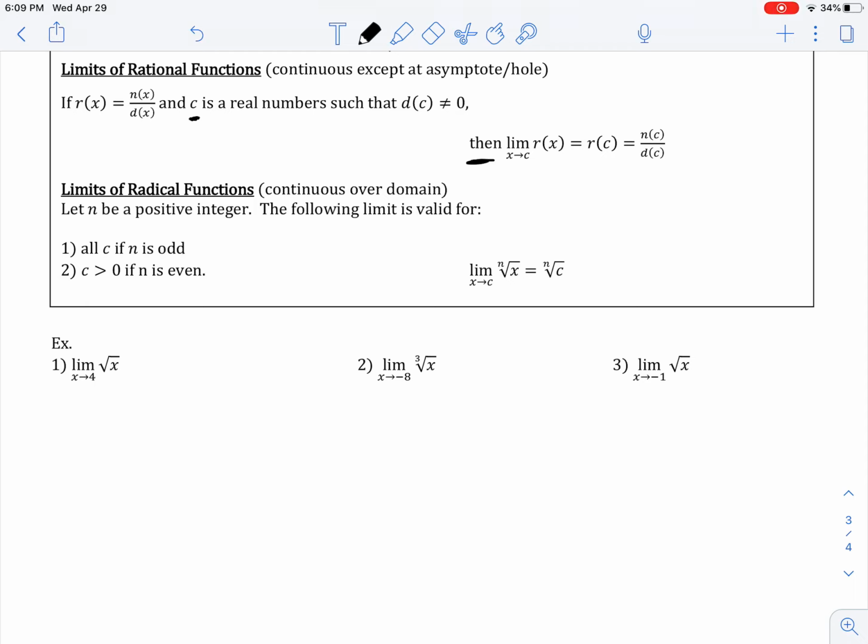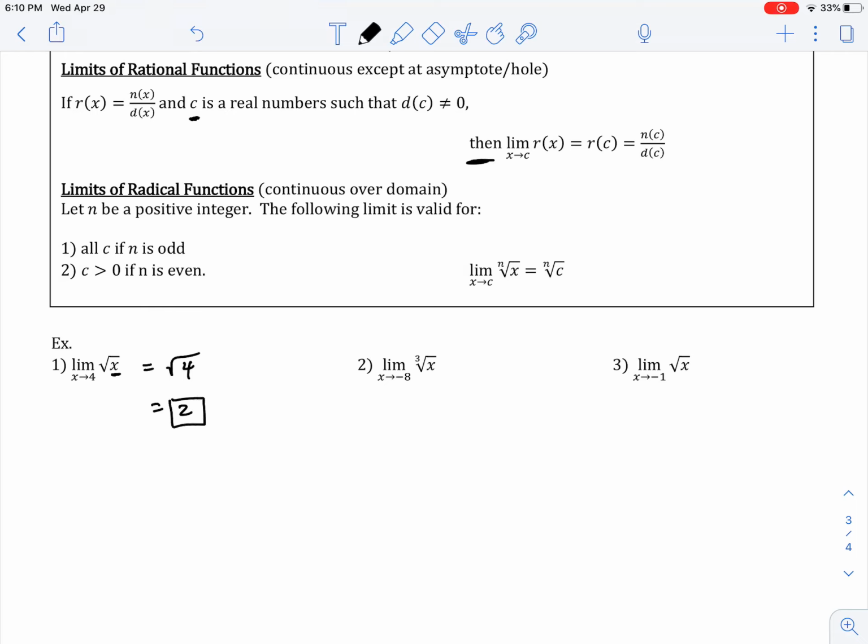Look at the first example. We have the limit of the square root of x as x approaches 4. We have an even index. Okay, since it's an even index, we can really only do the direct substitution if our radicand is a positive number, which it is. And since it is positive, the limit then is just simply going to be equal to the square root of 4, us applying the direct substitution, which is equal to 2.